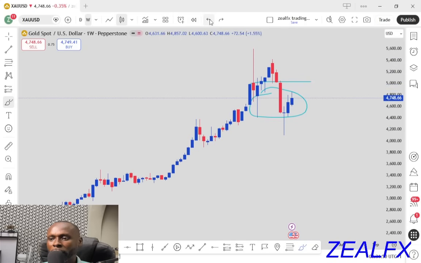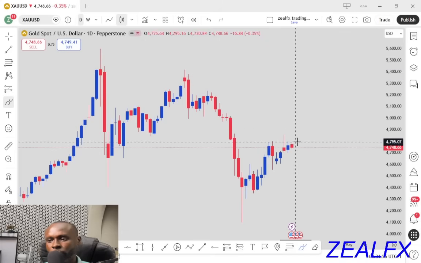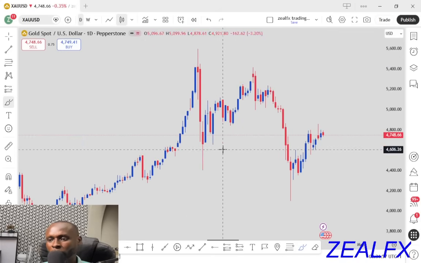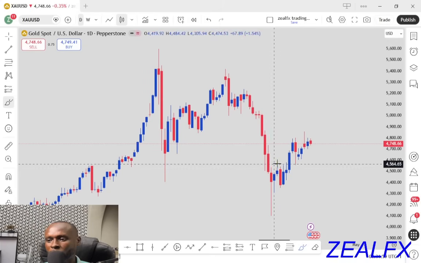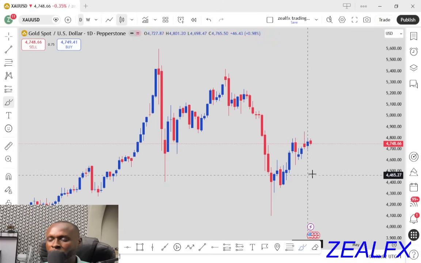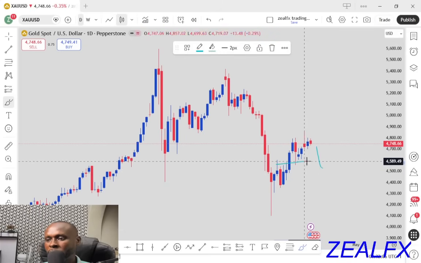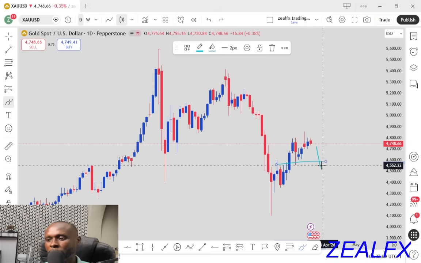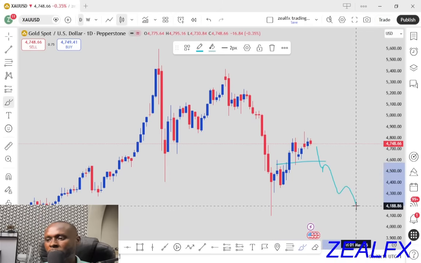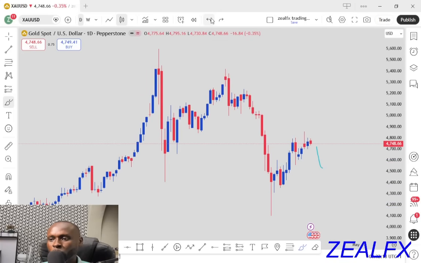So let's go back to the daily time frame. We have to wait for price to come to a good support level before we start looking for a possible buying opportunity for the gold USD. But if we see price close below this support level, we might trigger more sell opportunity on the gold USD. So we have to wait for strong levels for us to buy or sell the gold USD.